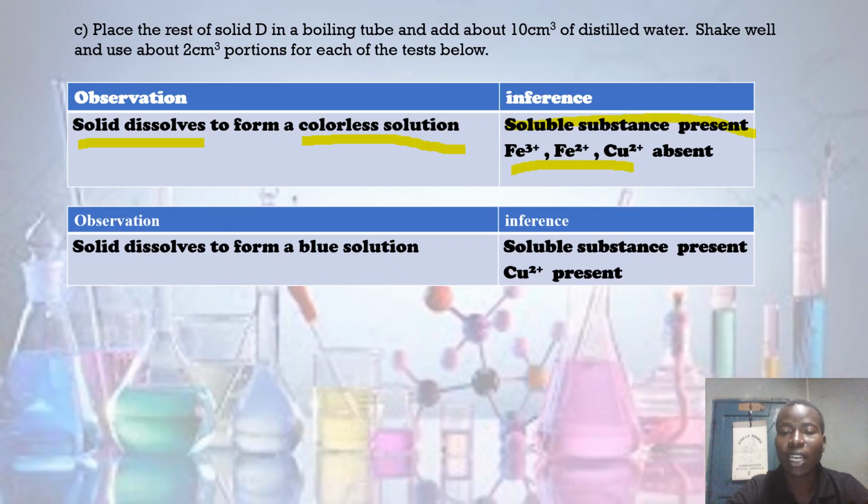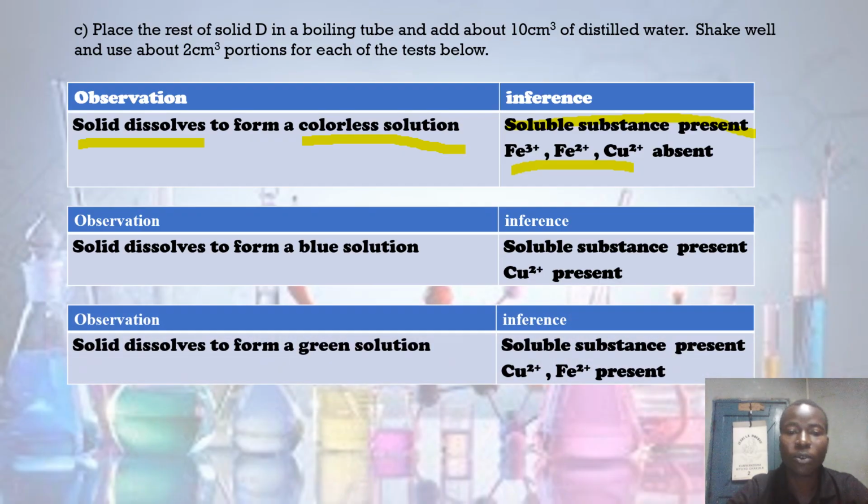Alternatively, you can have the solid dissolving to form a blue solution. So the first bit, the solid is dissolving, we have to first of all make the inference by saying that that particular substance is soluble. Now, when you get to the second part, the color of the solution, if it's blue, it will be telling us that the copper ions are present.